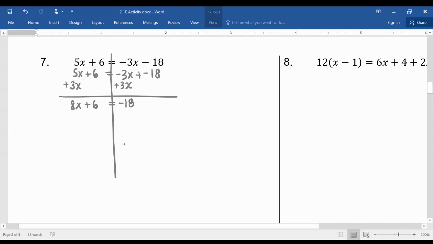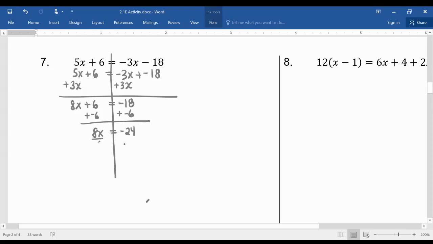So if I'm moving the variables to the left, it means in the next step, I'm going to move the numbers to the right. And I'm going to add -6 to both sides. Notice how I line things up in these two steps so that they match with the things that I'm going to actually add them to. So we get 8x equals -24.